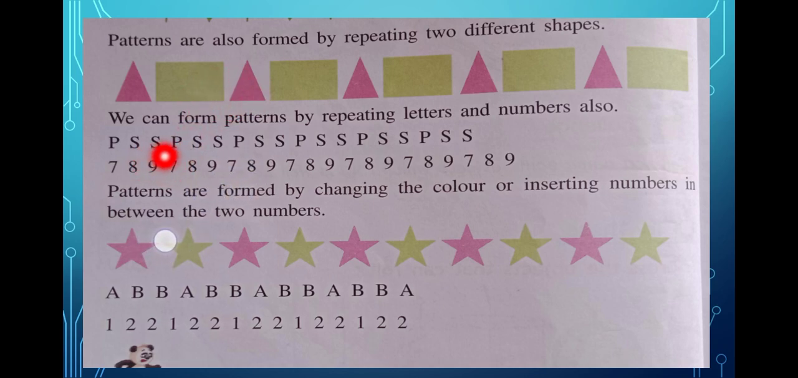Now we can form patterns by repeating letters and numbers also. So how will we do? P, S, S, P, S, S. These are alphabets, isn't it? P, then double S, P, double S, P, double S. So it is a pattern. It is repeating. Once P, double S is written, again P, double S, and it goes on repeating that way.